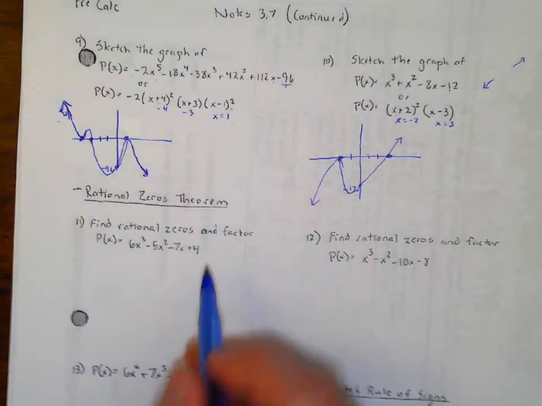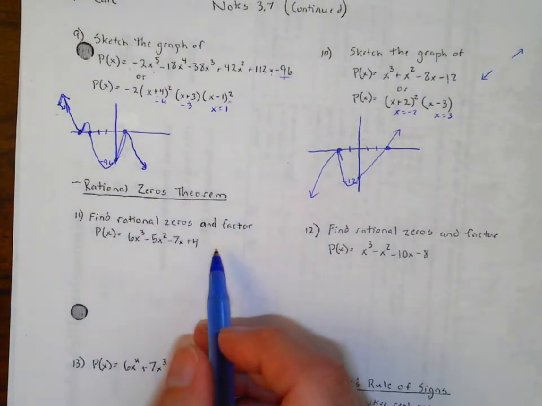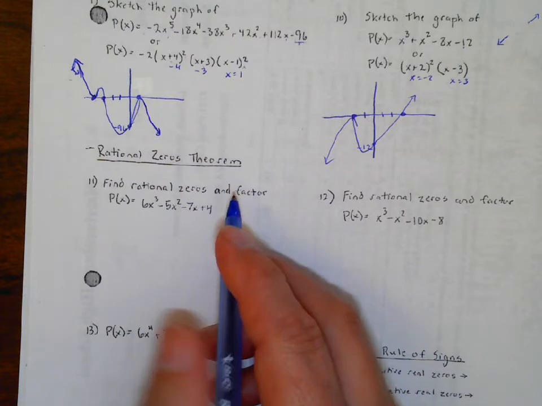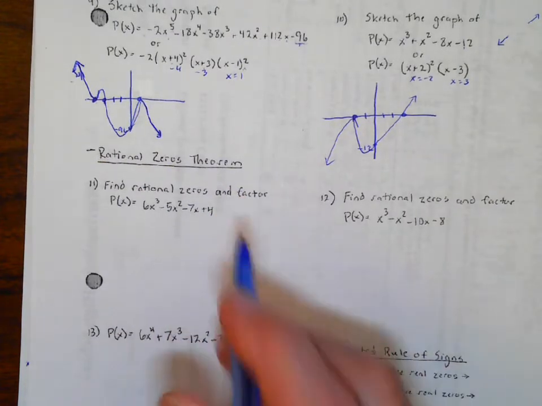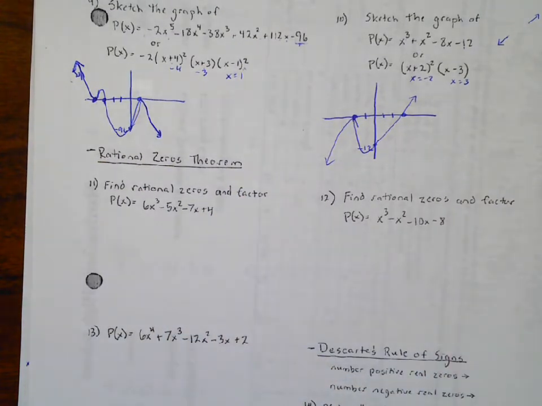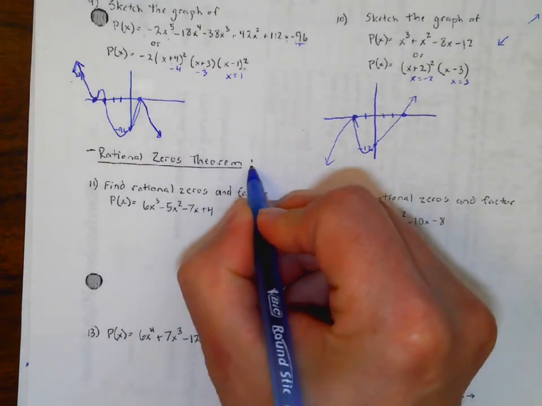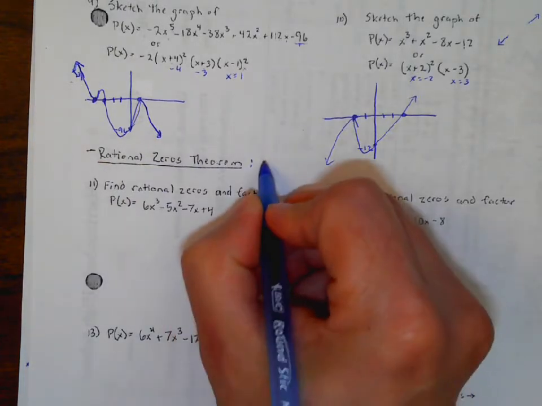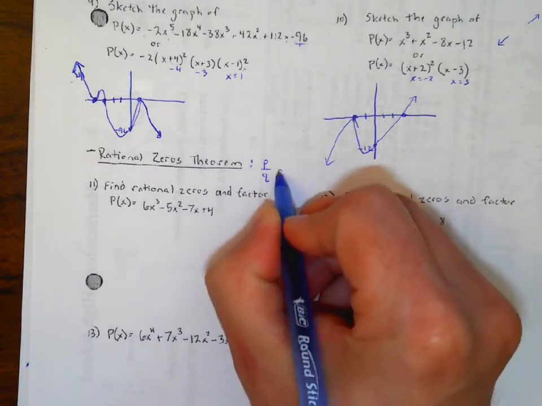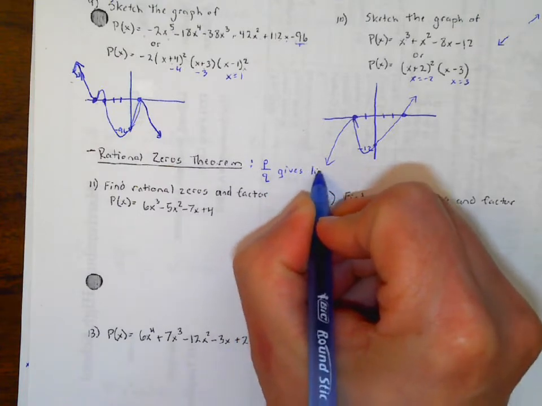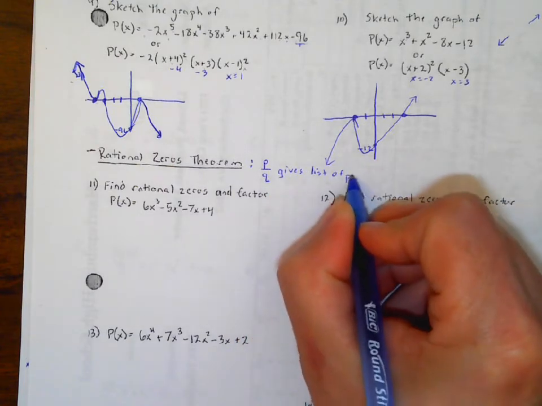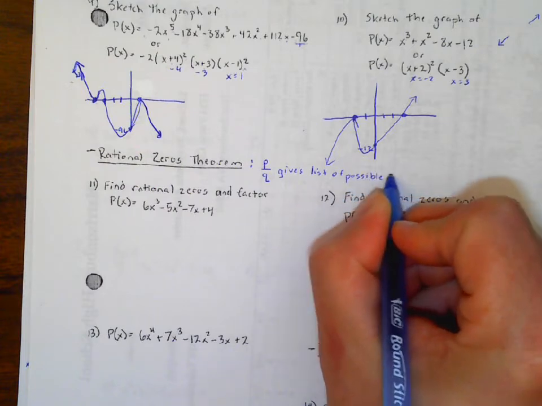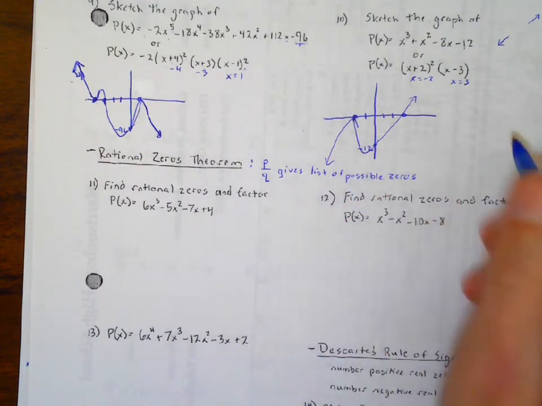That's probably the notes of day 1. Here's day 2. Rational zeros theorem. So we want to know where the possible zeros could be. This Desmos kind of makes it easy because you can see some of them. But if you can't see it, this is how they used to have to do it. So we have P over Q gives a list of possible zeros. And I'll explain what P and Q are.